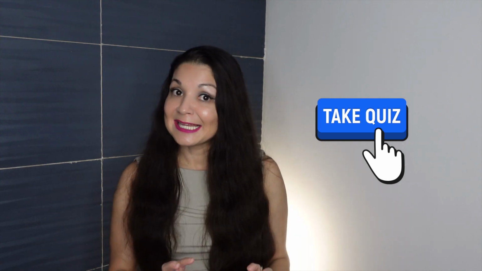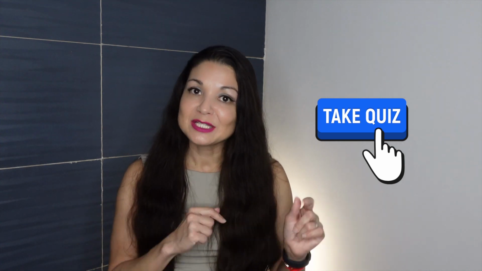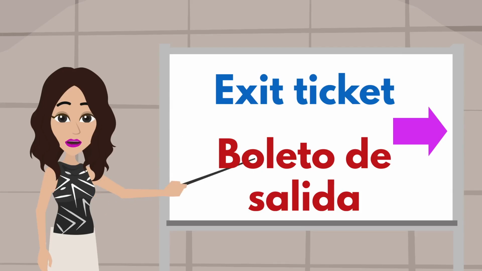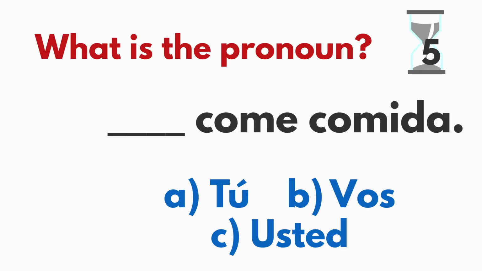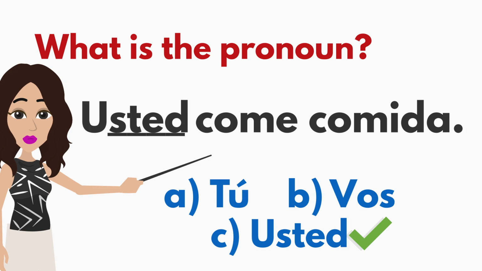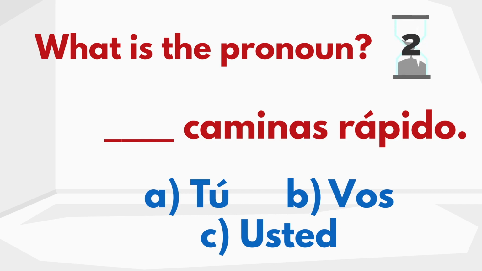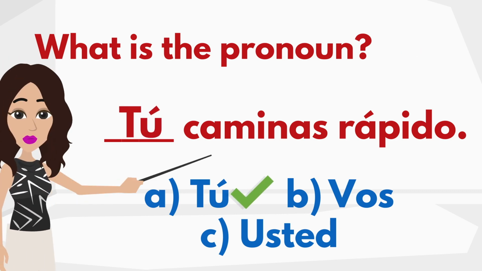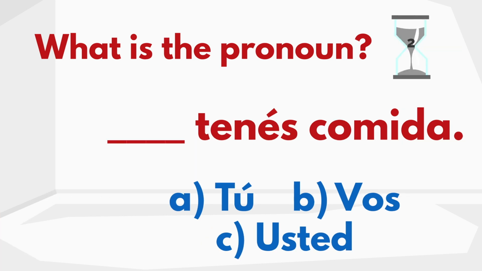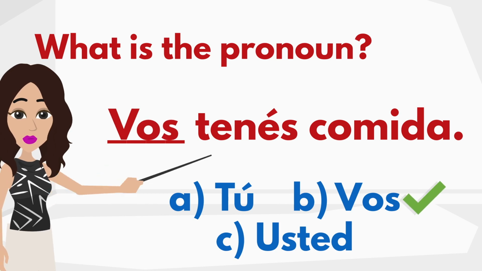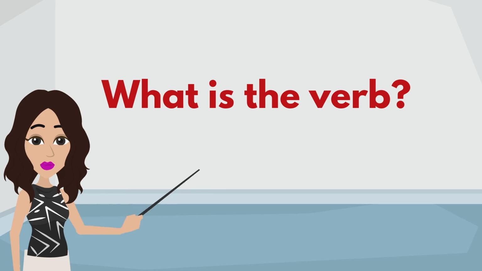This concludes this lesson. Now before you go, let's practice with the exit ticket. You will have 5 seconds to find the right pronoun. Usted. Usted come comida. Tú. Tú caminas rápido. Vos. Vos tenés comida. Now it's time to find the verb.